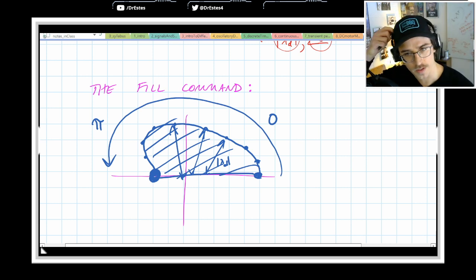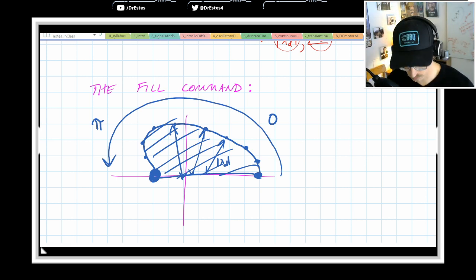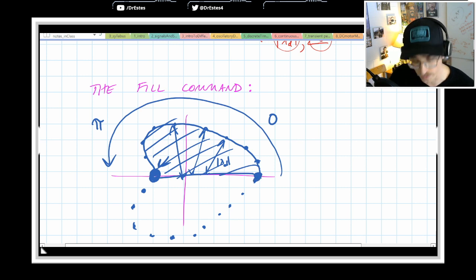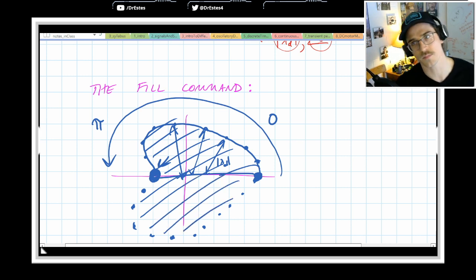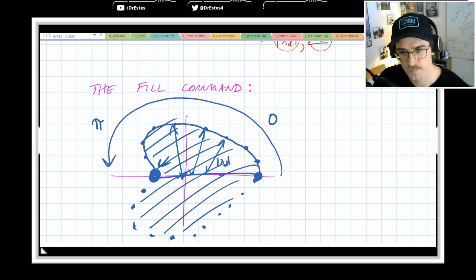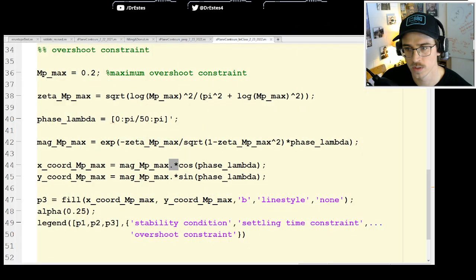So if we want to generate the bottom half of the heart, instead of stopping at this point right here, we have to generate more points that are symmetrical about that horizontal axis that walk back, and then we have a point that coincides with our initial point, and then it'll fill in this whole thing. So that's what we're going to do right now. I'm going to go back to where we changed the phase angle to 2 pi.